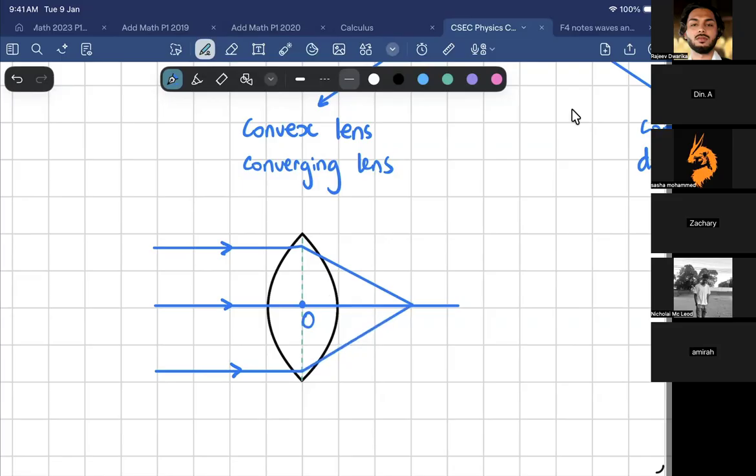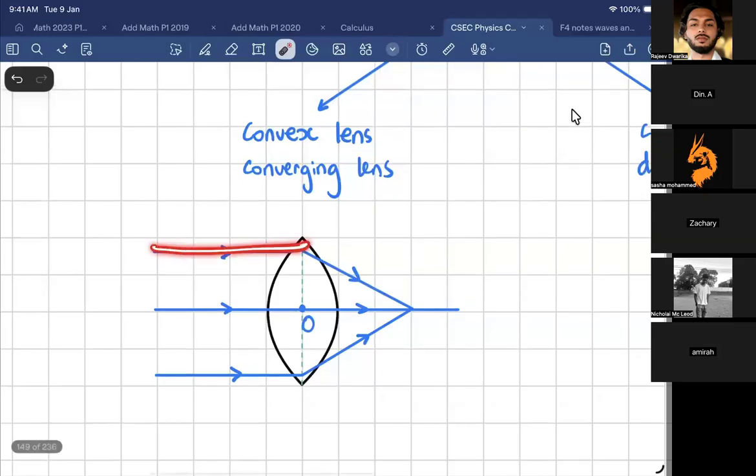What did you all notice? Could anybody tell me an observation that you could make from this diagram? They're all going in one direction. Say they're coming together at one point. Exactly. All of them, that's the main thing I want you all to see.